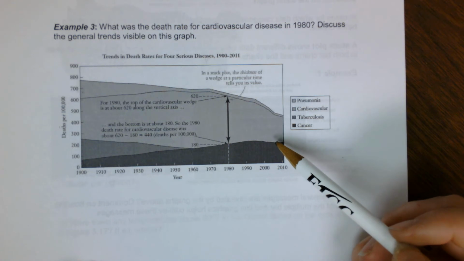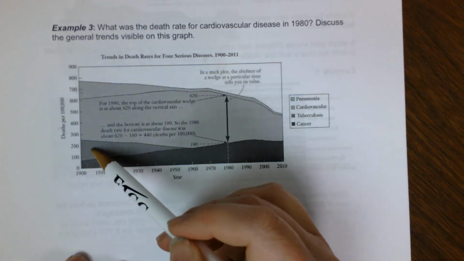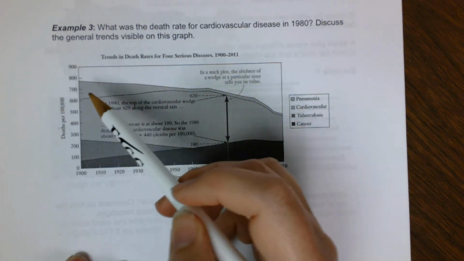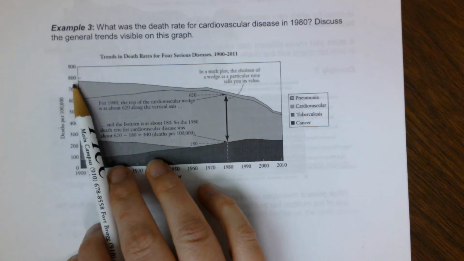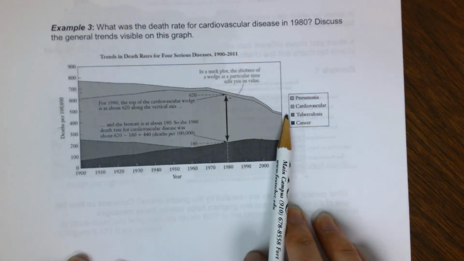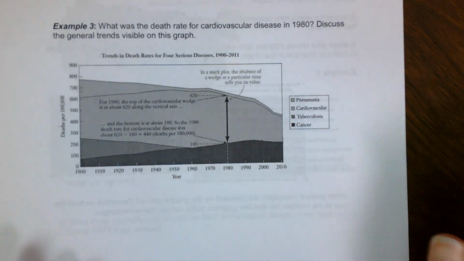Okay, also on this, just like with the stacked bar graph, we can look at the total. So even though some of these are going up, some are going down, some are going up and down, we can look at the overall and see that overall the death rate is decreasing over time. So that's pretty nice.